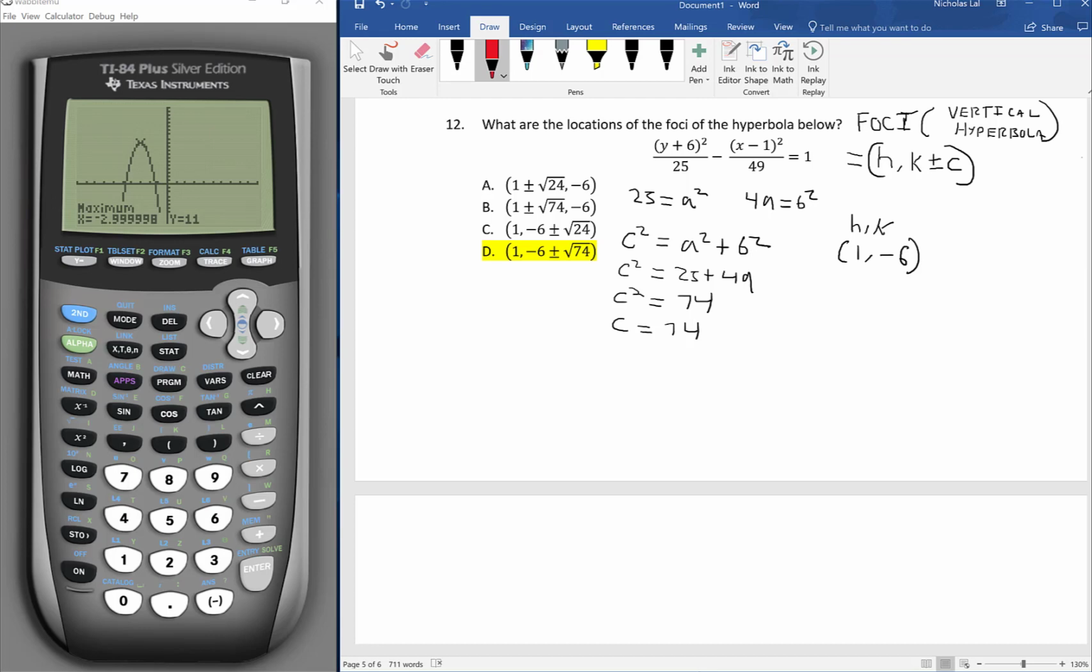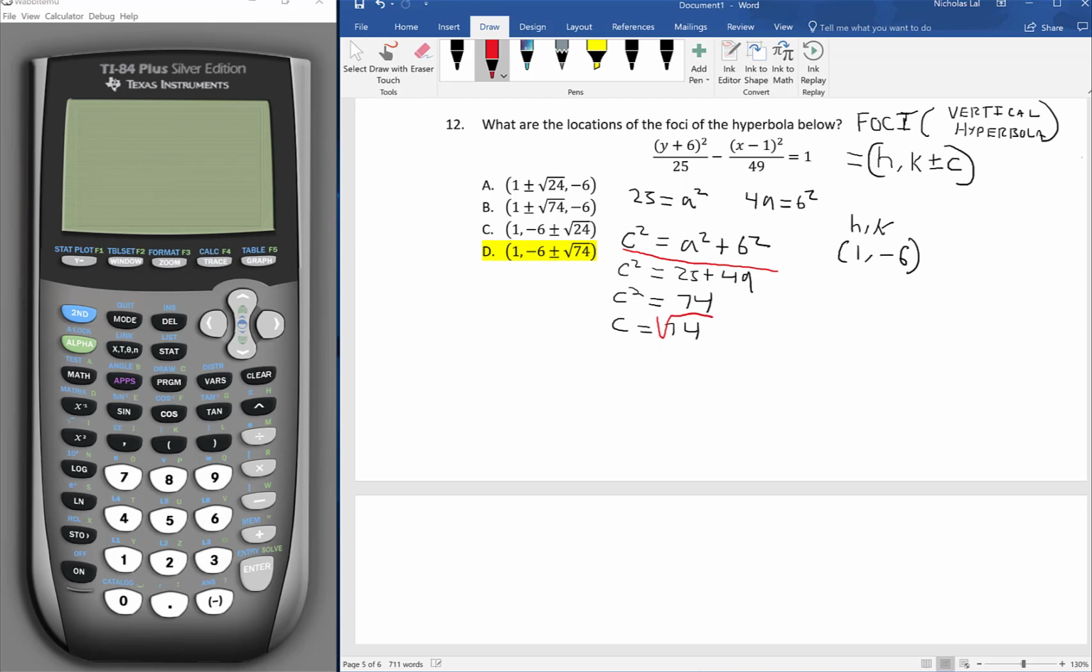For a vertical hyperbola, the foci are h, comma, k, plus or minus c. Here, 25 is equal to a squared, 49 is equal to b squared. For a hyperbola, c squared equals a squared plus b squared. C squared is equal to 25 plus 49. So c squared is equal to 74. C is equal to the square root of 74.